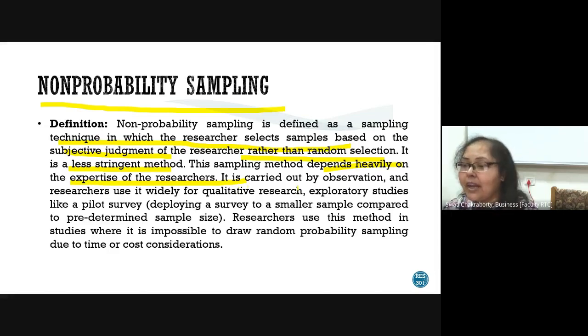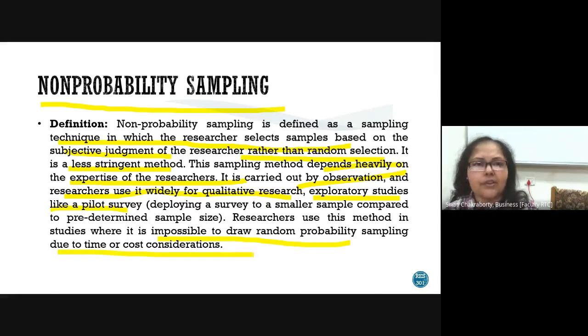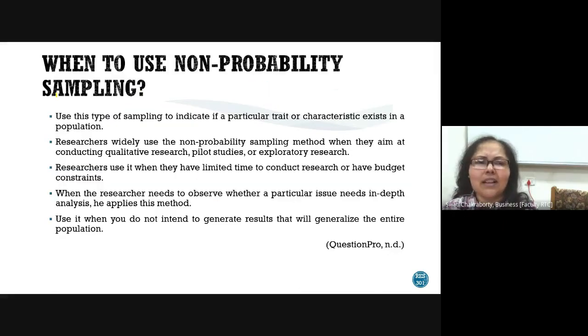It's carried out how? By observation, and researchers use it widely, mainly for qualitative research, exploratory studies, like a pilot survey. So a pilot survey is where you deploy a survey to a smaller sample as compared to the predetermined sample size, right? So first you do it on a smaller scale, then you use it on a larger sample. Why do researchers use it? Researchers use this method in studies where it's impossible to draw random probability sampling due to time or cost considerations. So when to use non-probability sampling?